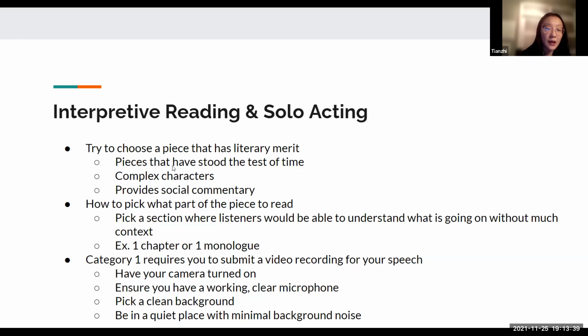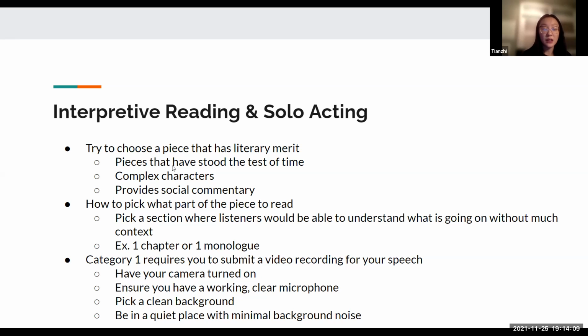Next recommendation that I have is how to pick what part of the piece to read. So for interpretive reading and solo acting, the time limit is 5 to 7 minutes. Because it is 5 to 7 minutes, depending on which piece you chose, that is not going to cover the entire story or the entire piece of poetry, which means you're probably going to have to pick a section of the book to actually read from.